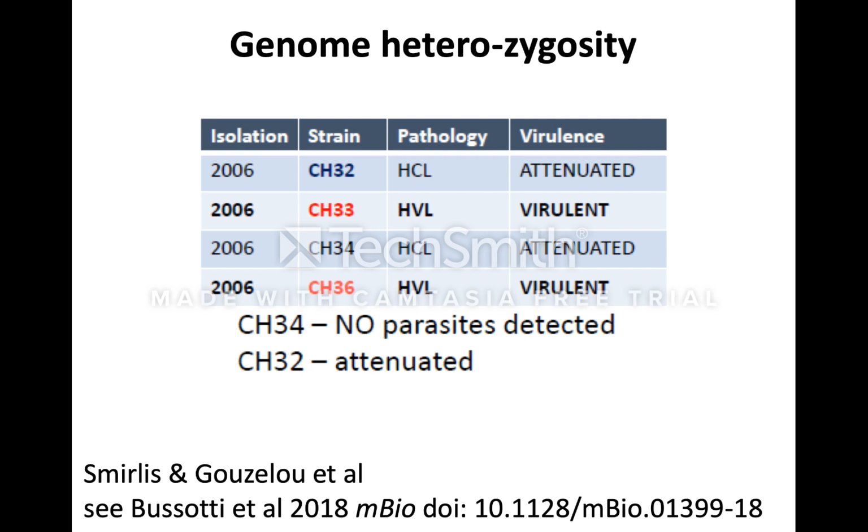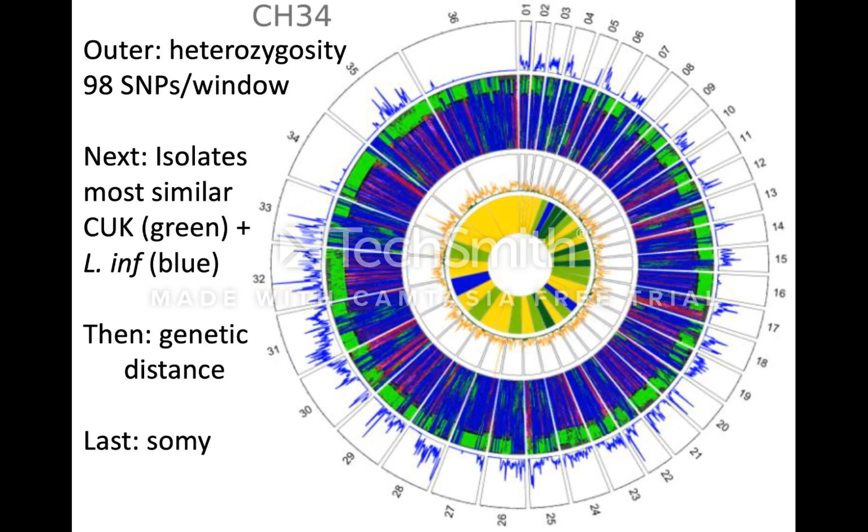So the hybrid nature of parasites is important, not because it makes them more virulent, but because it changes their virulence, and that can be higher or lower. It's really important to think about potential outbreaks that might be associated with diverse Leishmania that we have not really profiled genetically before. If we look at CH34, there's a plot here showing the different chromosomes going from chromosome 1, 2, 3, 4, 5, and so on around our clock to chromosome 36. This outer window shows heterozygosity going from 0 up to 98 SNPs per window. What you can see is that some regions are very homozygous, like chromosome 8 here, and some regions, like chromosome 15, are more diverse.